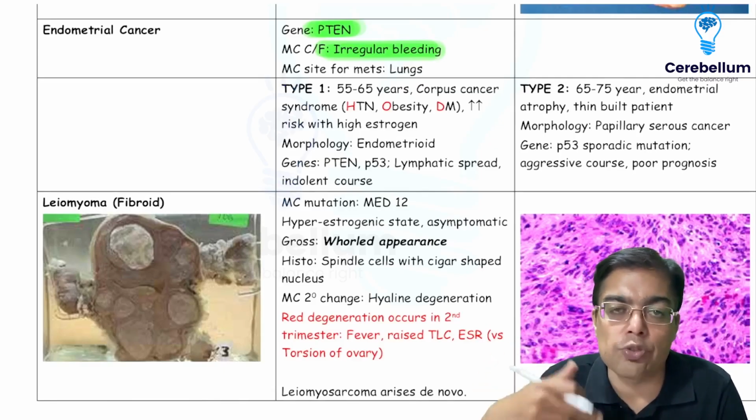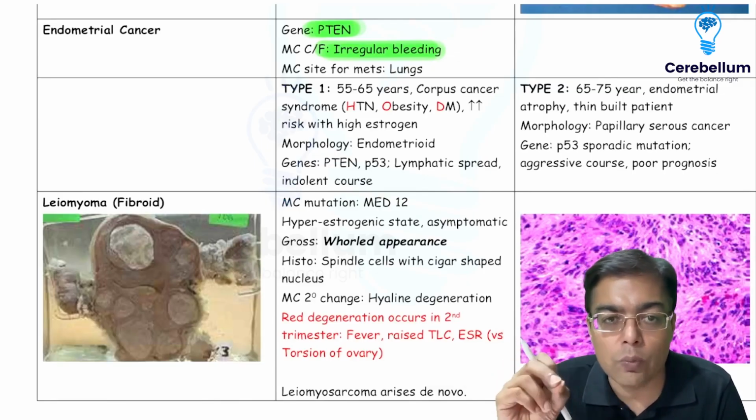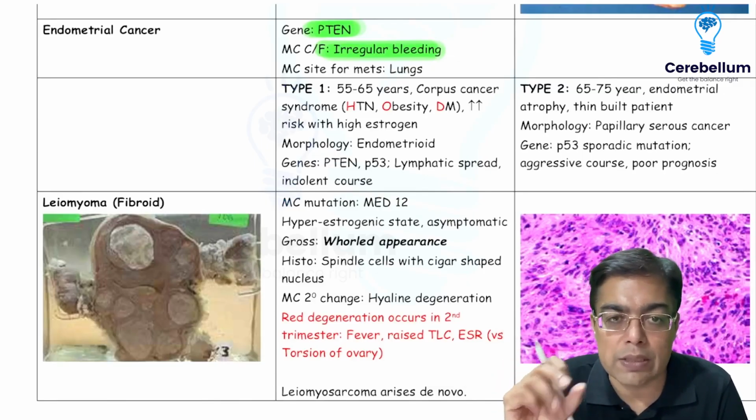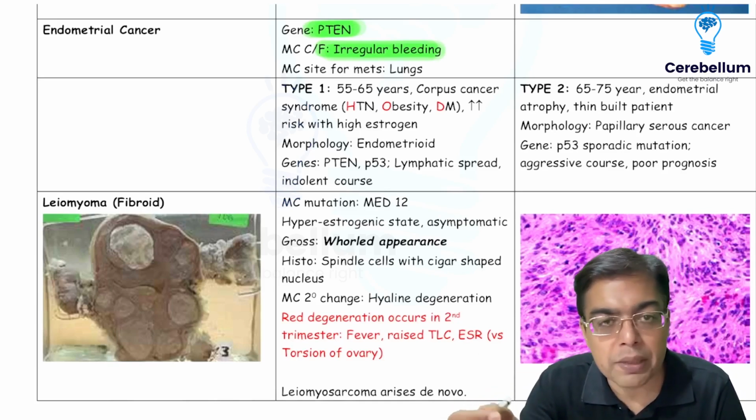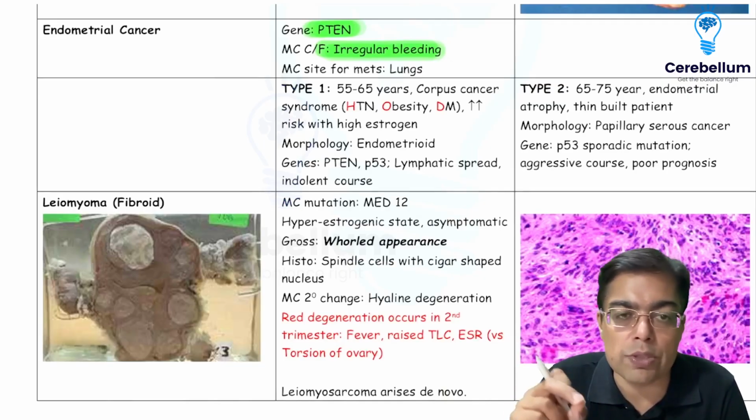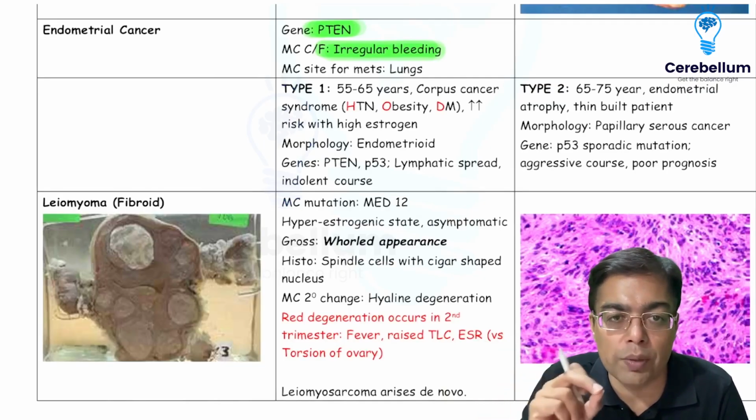For example, hypertension, obesity, diabetes are the ones which are going to be having the presence of a type 1 cancer. So type 1 cancer is associated with hyperplasia associated endometrial carcinoma, and type 2 is the one which is going to be associated with atrophy associated endometrial carcinoma.